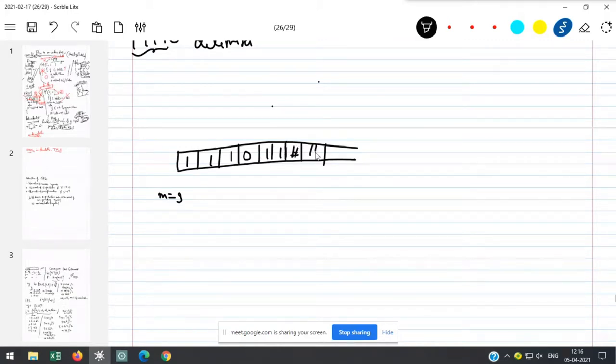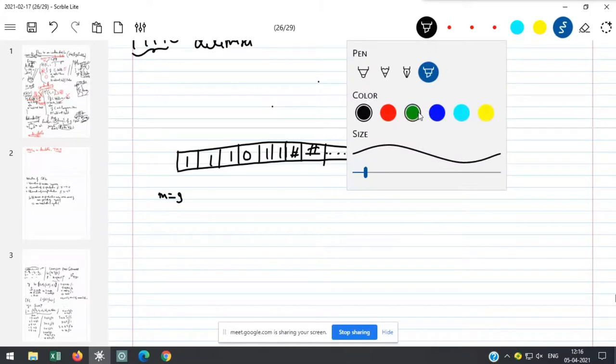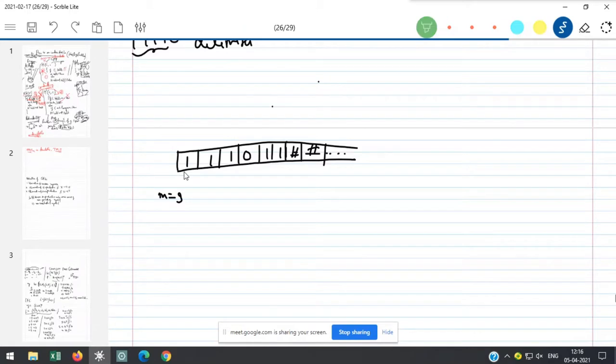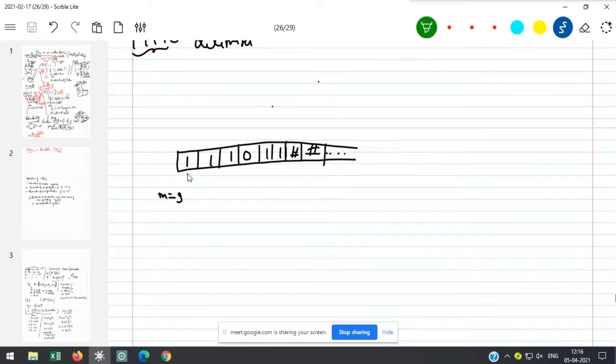Okay, this is the case. Now what I'm going to do is cancel the things. Let me just start from Q naught. Initially, if you find 1, then cancel it, and then start moving towards the right side till you find the first hash.